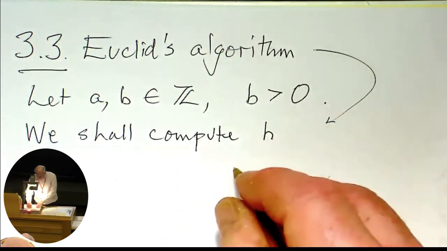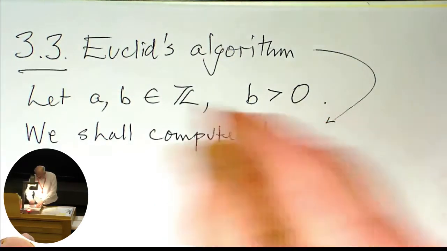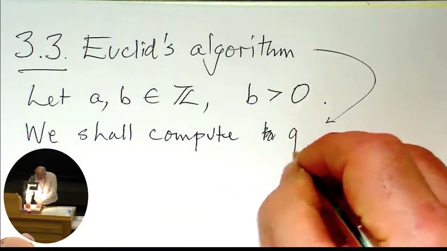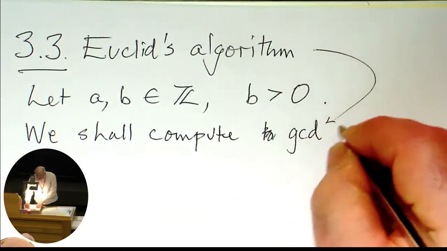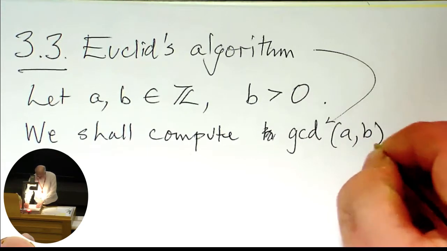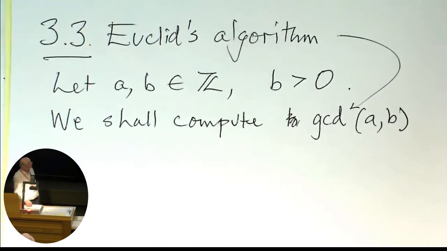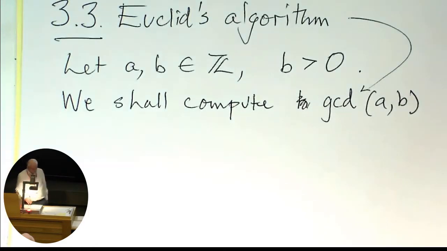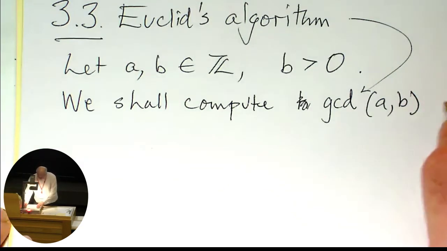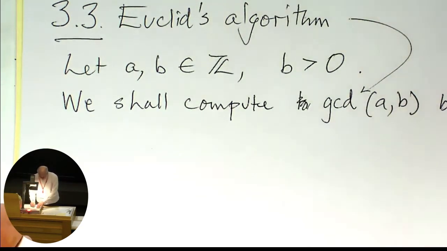The greatest common divisor, or highest common factor, you could say, of these two numbers a and b. The biggest integer that divides them both. And how do you do this? Euclid does this by repeated division.